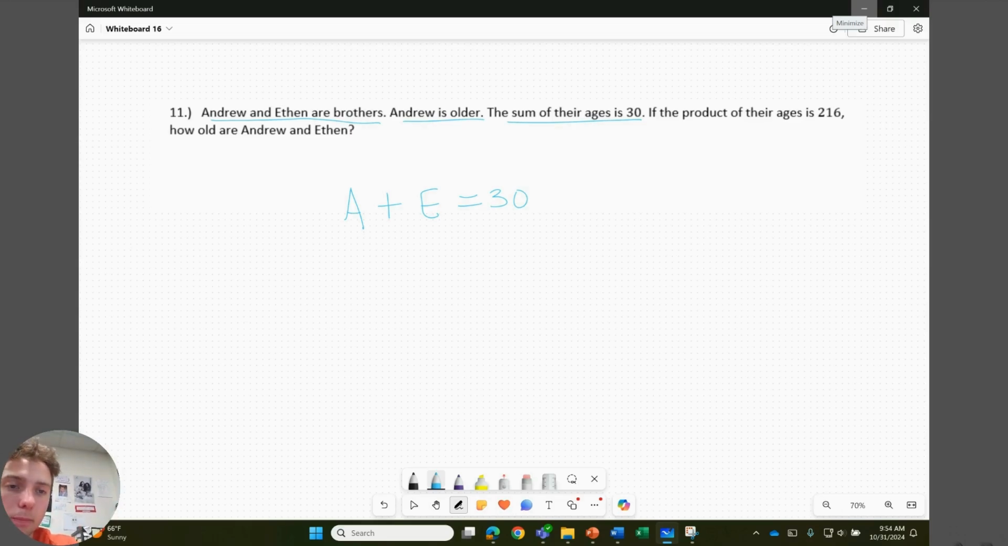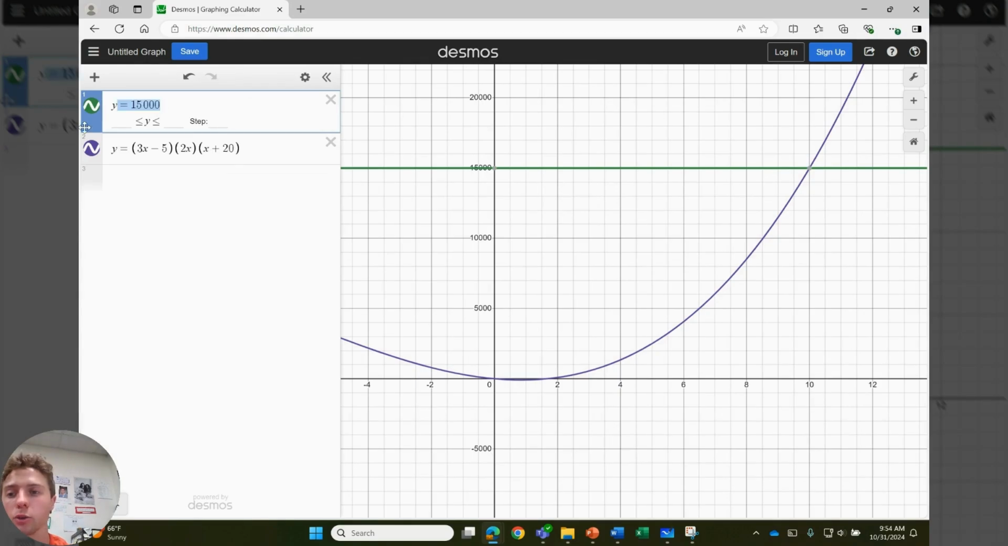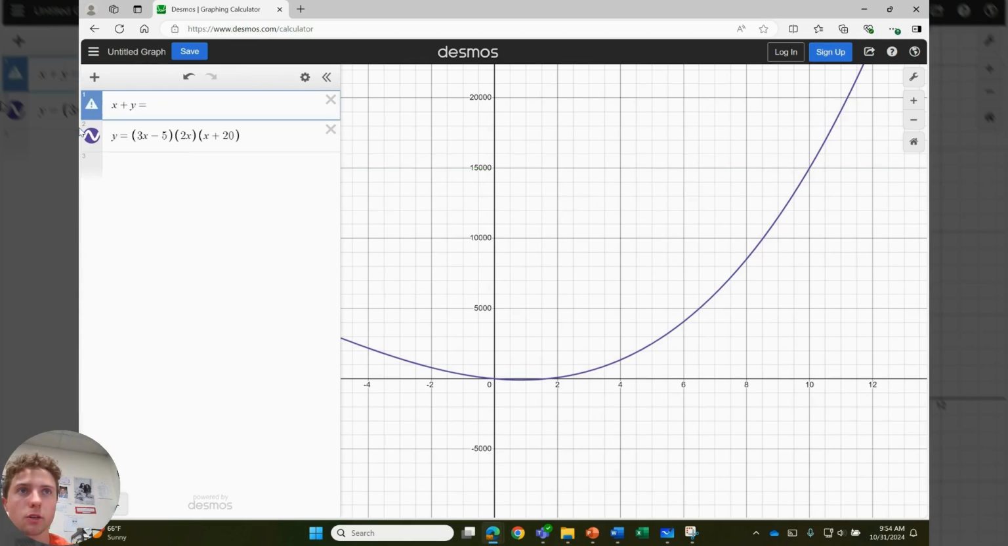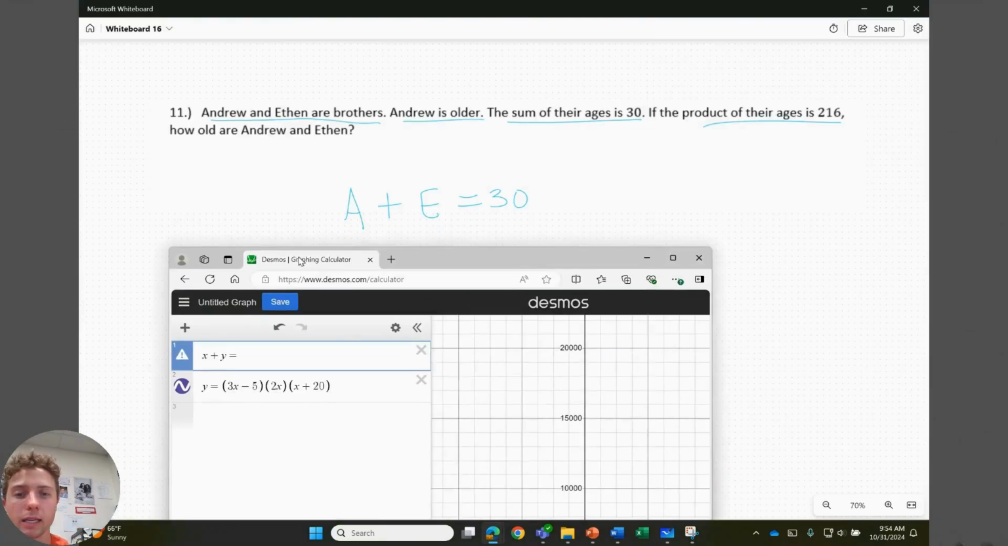They also tell us that the product of their ages is 216. Well, their ages are A and E. Product means multiply. And again, the word is means equal. Now I have my two equations. And again, you could solve. Since you have two equations already, you can just use those two in Desmos. You don't need to make it y equals.